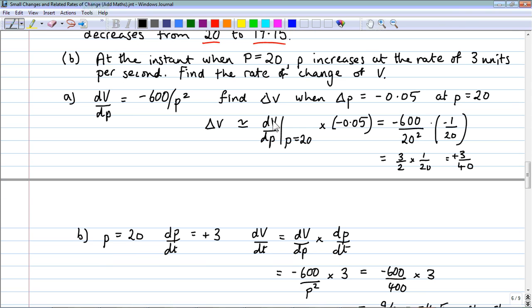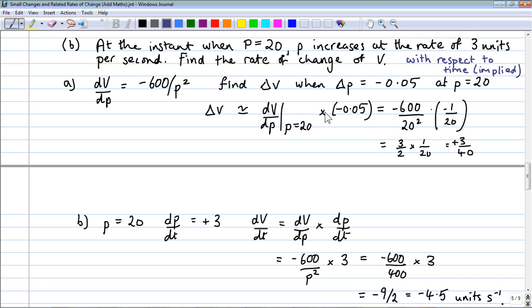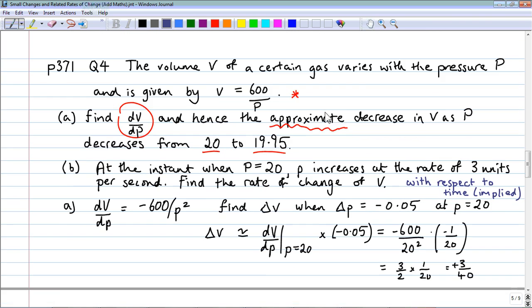Let's check our working. P was 20, increasing at a rate of 3 units per second. Find the rate of change of V. Let me show you here. You should understand this meaning with respect to time. That's implied if it's not with respect to anything else. It's with respect to time.